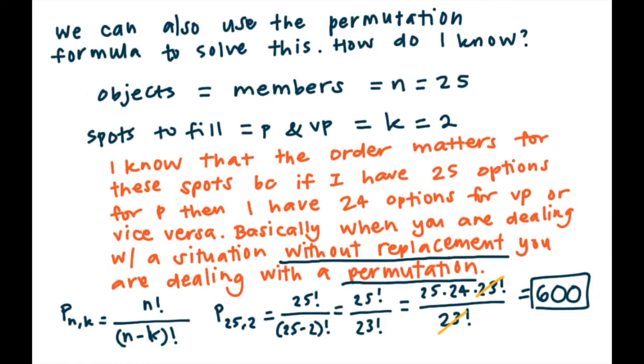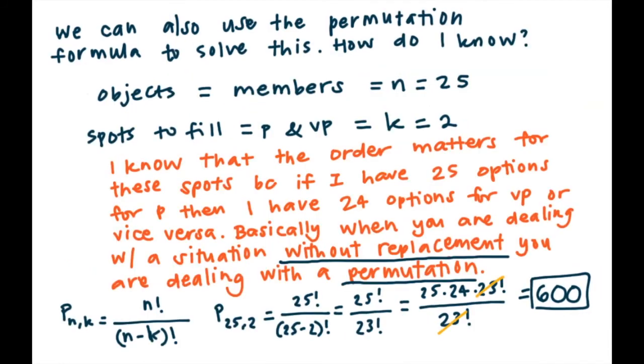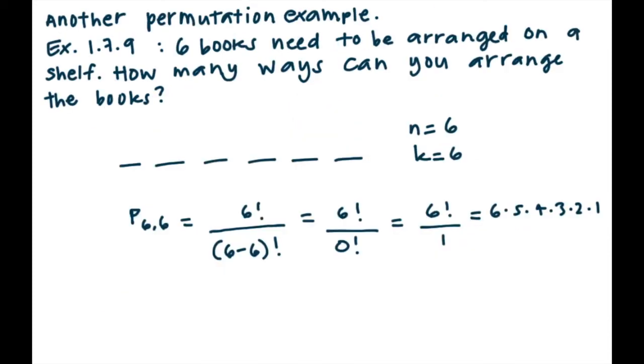So that tells me, just like the previous steps we used, we get 600 here, and we got 600 here. So there are 600 ways that you can pick a president and vice president. Here's another permutation example. So you have 6 books that need to be arranged on a shelf. How many ways can you arrange the books?